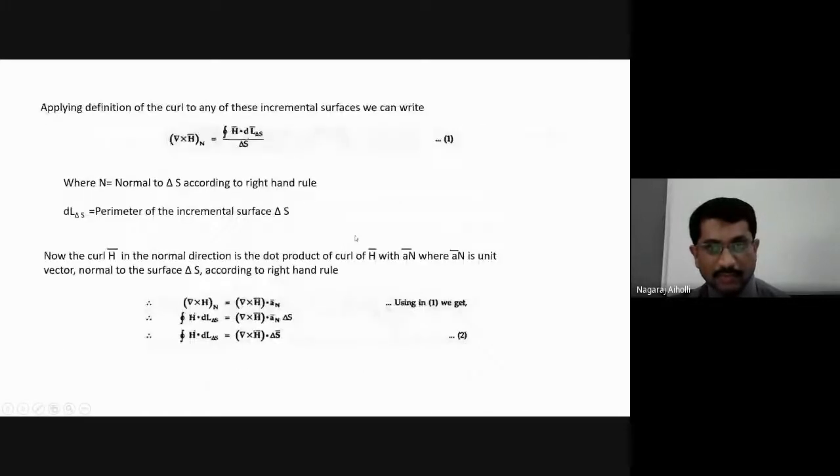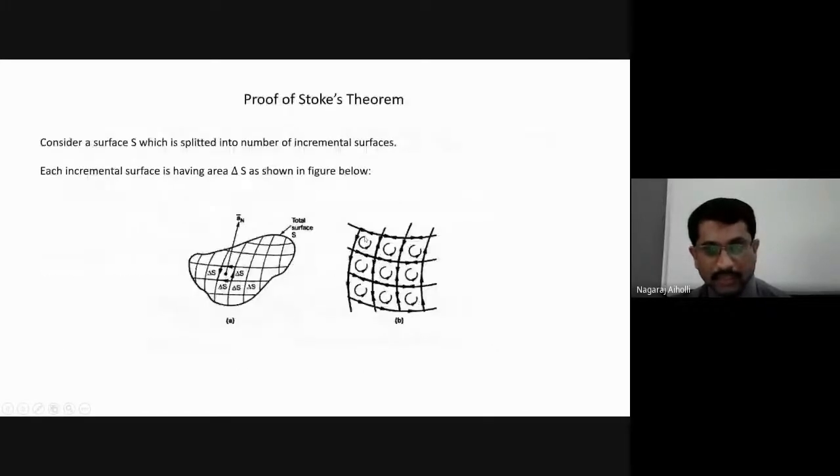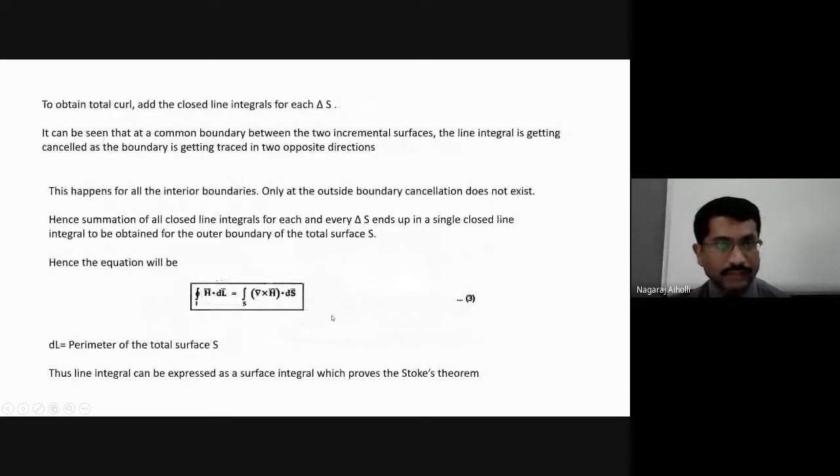At the common boundary between the two delta S's, what is happening? It is getting cancelled out. So as it is getting cancelled out, we are having the curl only along the outer boundary. It can be seen that at a common boundary between the two incremental surfaces, the line integral is getting cancelled as the boundary is getting traced in opposite directions. This happens for all the interior boundaries. Hence, at the outside boundary, cancellation does not exist. The cancellation takes place only within the inner boundaries.